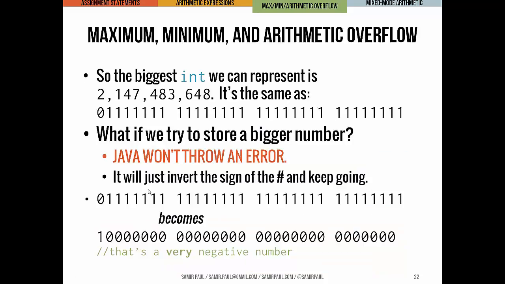That means that the biggest int we can represent is 2,147,483,648, which, if you convert it to binary, looks like this. What if we were to try to add 1 to that and store a bigger number? Here's the rub. Java won't throw an error. It's just going to invert the sign and keep going.